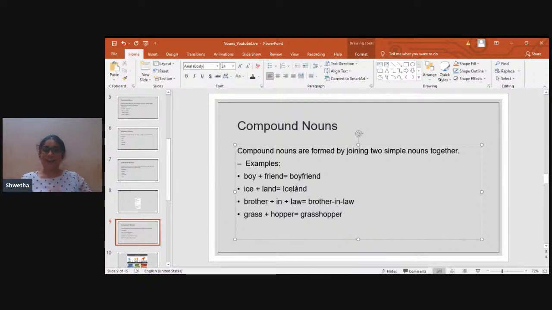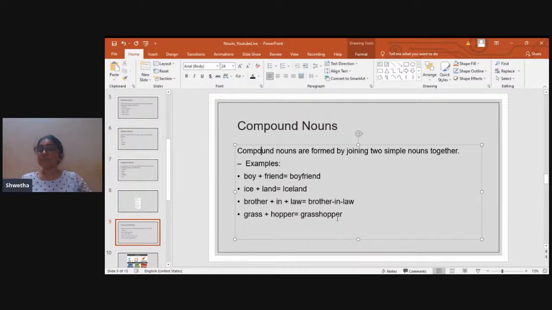Did you know Iceland is not actually a very cold place, but Greenland is? There is a very interesting fact about the names of these two countries, Iceland and Greenland. It is Greenland that's very cold, but Iceland has a very fine sort of weather. Brother plus in-law becomes brother-in-law. In the same way, we have mother-in-law, father-in-law, sister-in-law, and so much more.